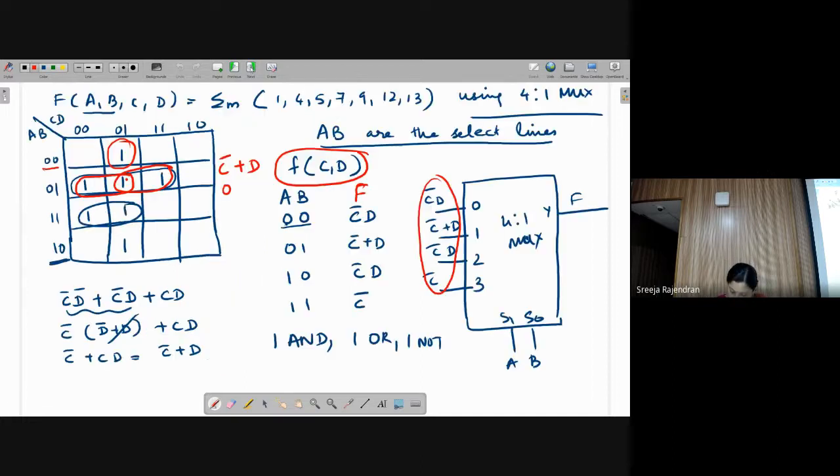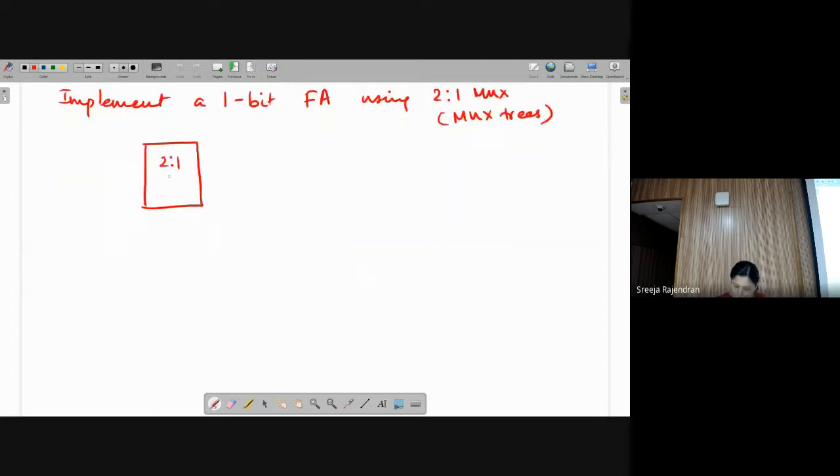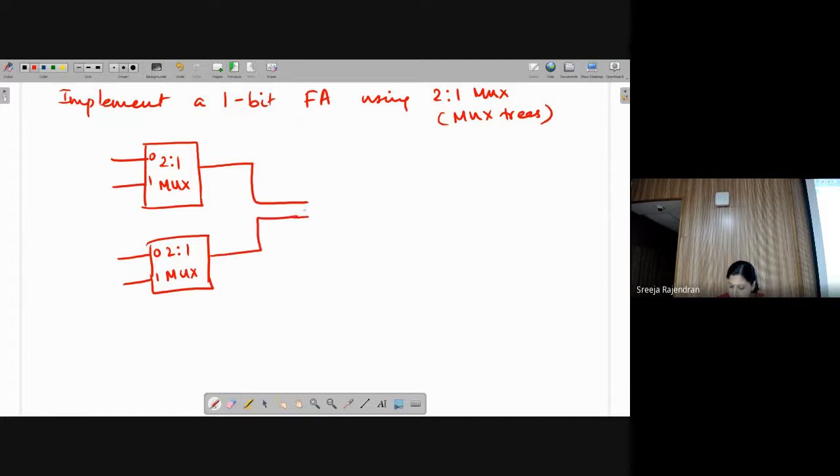So I have a 2:1 mux that can take 2 inputs. I should have one more 2:1 mux which can take 2 inputs, the same thing as I drew before. This is converting my 4:1 mux, which is actually required for implementing a full adder, and I am implementing it using 2:1 mux.